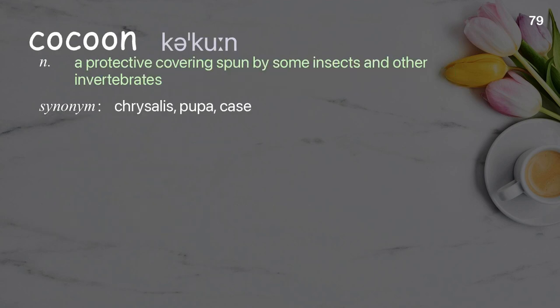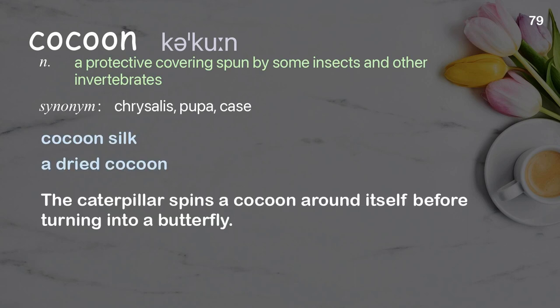Cocoon. A protective covering spun by some insects and other invertebrates. Examples: cocoon silk, a dried cocoon. The caterpillar spins a cocoon around itself before turning into a butterfly.